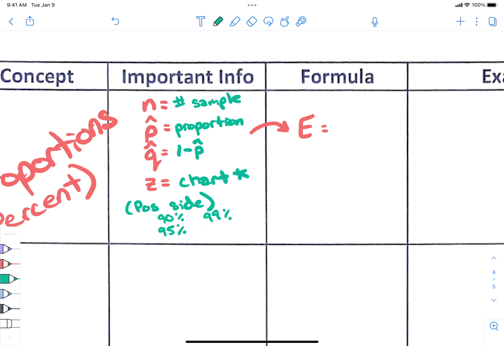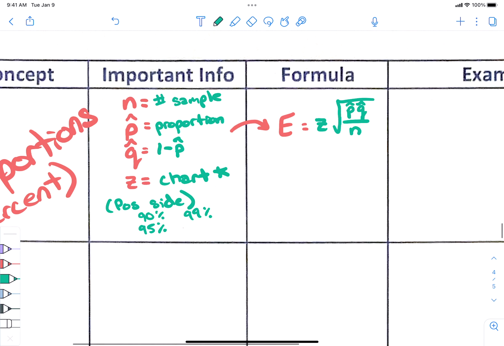All right, E, after we have that information, we do Z times the square root of P hat, Q hat over N, right? Error is Z times the square root of P hat, Q hat over N, okay? And then what we do with that is we add and subtract that error to get our confidence interval.